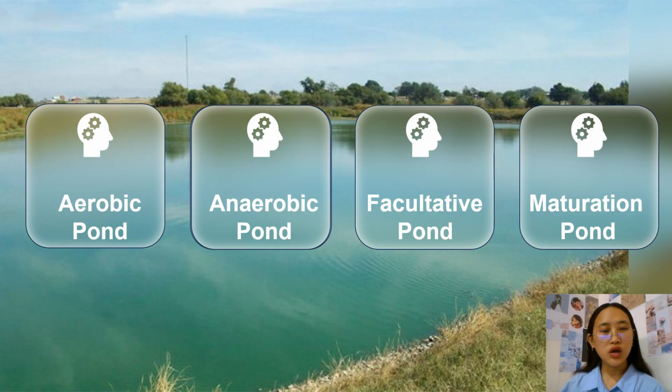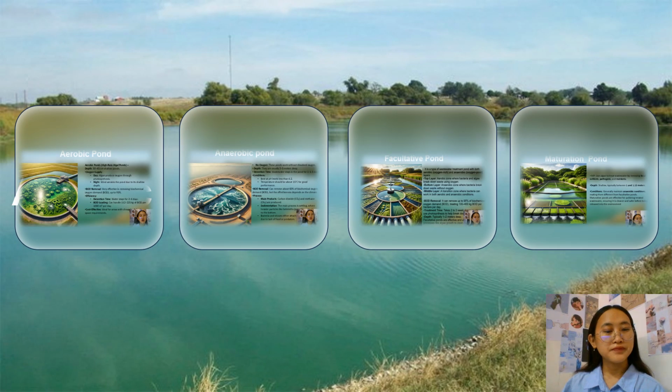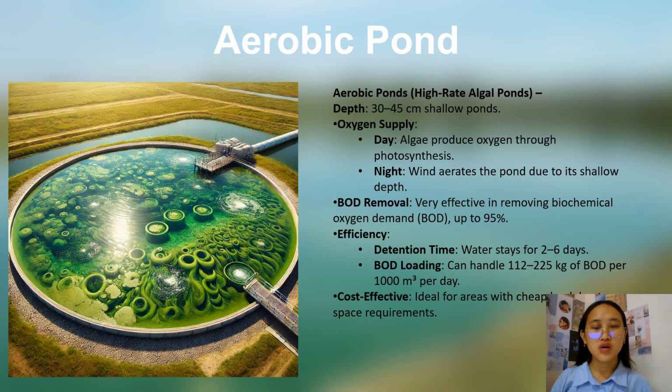So coming to types of oxidation ponds, there are four types: aerobic, anaerobic, facultative, and maturation. So aerobic ponds, also known as high-rate algal ponds, can maintain dissolved oxygen throughout the 30 to 45 centimeter depth of this pond, and algal photosynthetic activity supplies oxygen during the day, while at night the wind creates aeration due to the shallow depth of the pond.